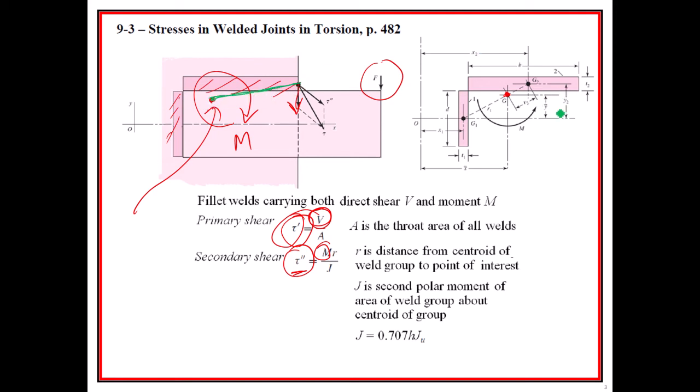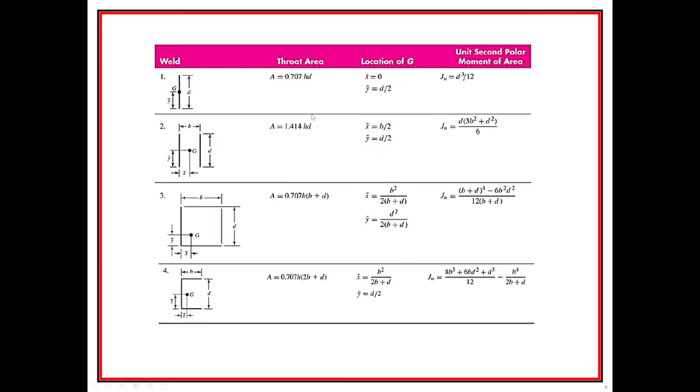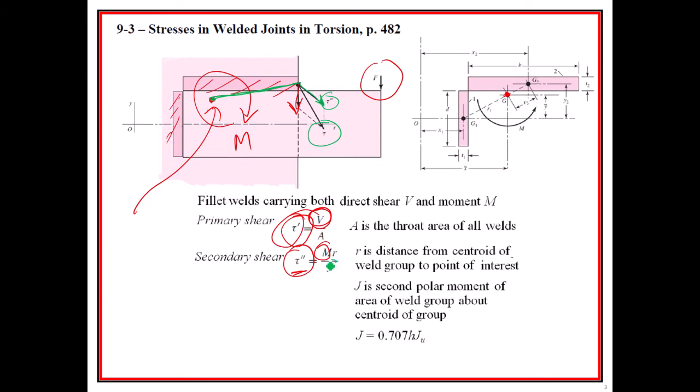And they're actually not showing it very well. So this double prime should be perpendicular to that, and together they're going to form that tau. And the J that we get for a particular section and the location about the center is going to be based on J equal to 0.707 H, so that's the weld height, right? That's the leg height, right?